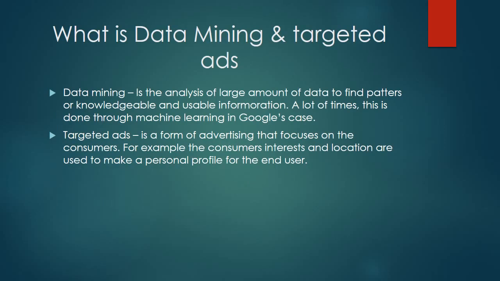What is data mining and targeted ads? Well, data mining is the analysis of large amounts of data to find patterns or useful information. A lot of the time this is done through the process of machine learning, which Google uses a lot, and credit card companies also use it to make sure you're the person swiping the credit card or the one that owns the credit card. Targeted ad is a form of advertising that focuses on the consumer. In this case, you would make a profile of the consumer, of their interests and location and other information.